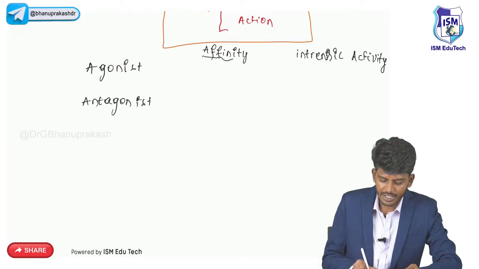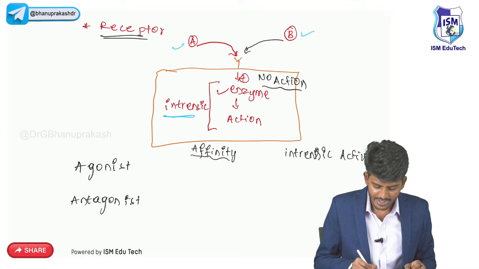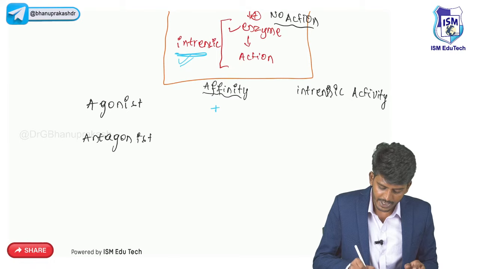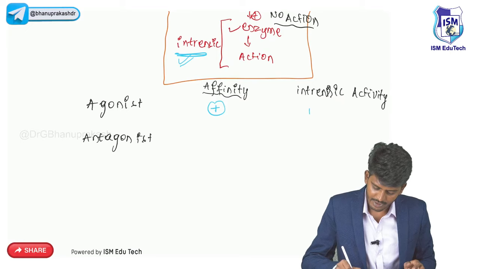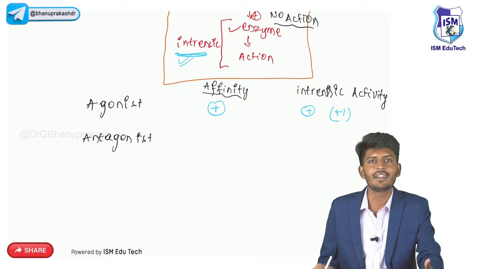Now, look here. I had two drugs, drug A and drug B. If I gave drug A, there is an intrinsic activity present. Drug A went and bound to the receptor, and because of that, there is an intrinsic activity. Let's give the number of this intrinsic activity as plus 1. This plus 1 and minus 1, which I'm going to use, is just for understanding.